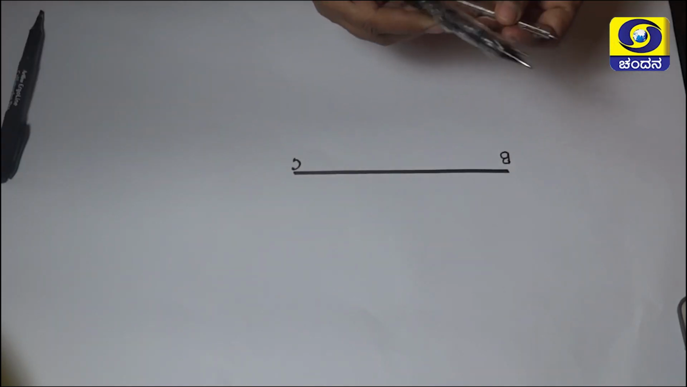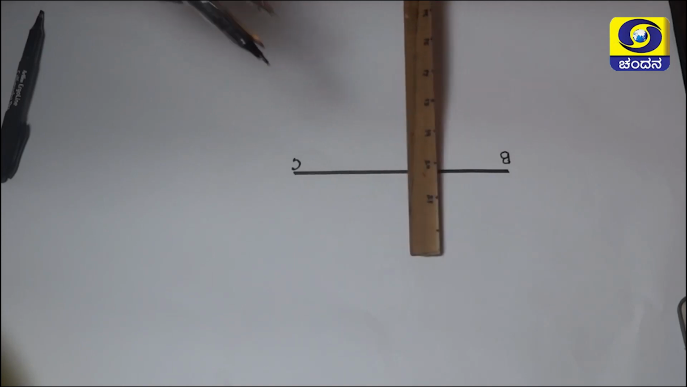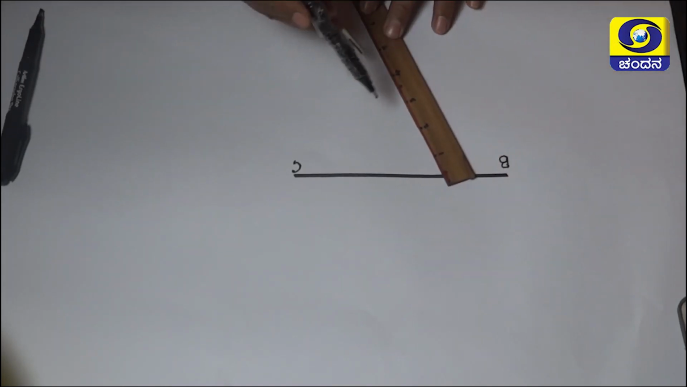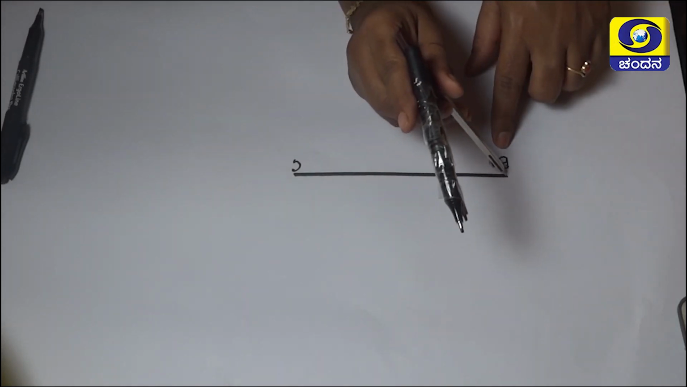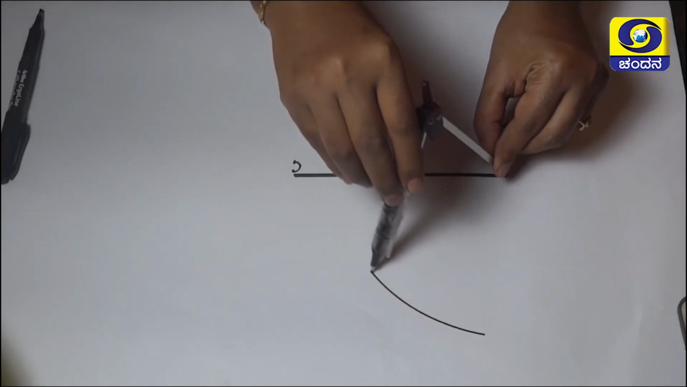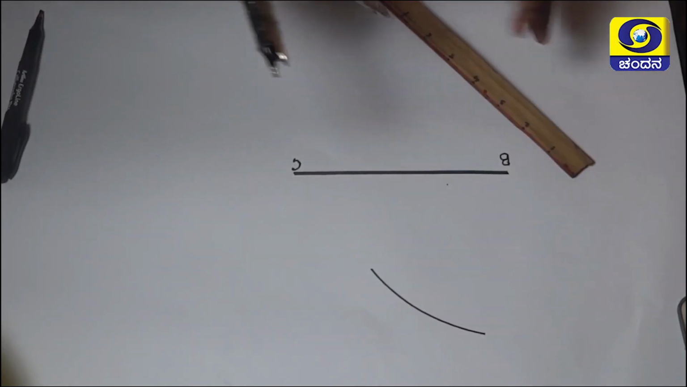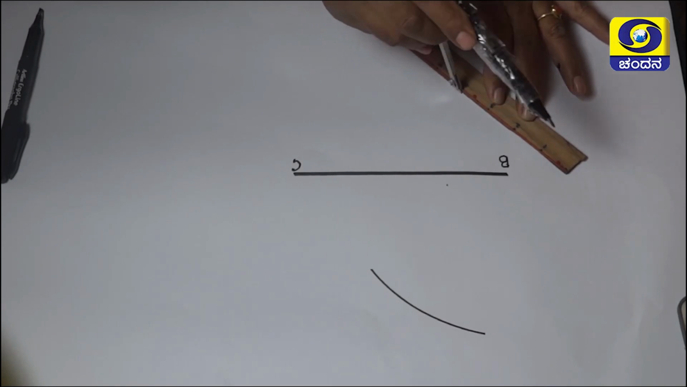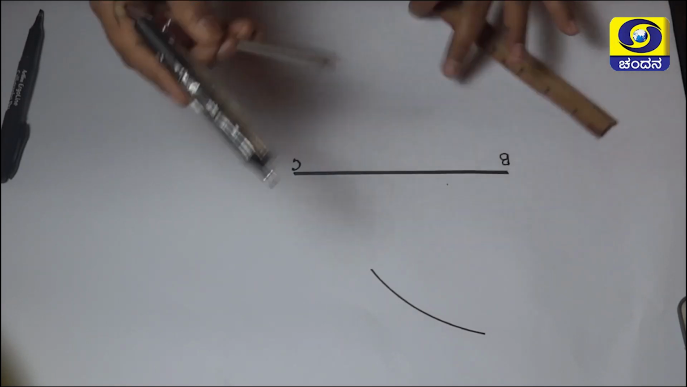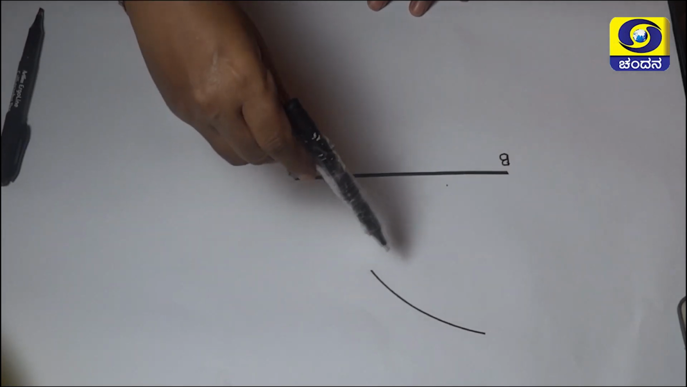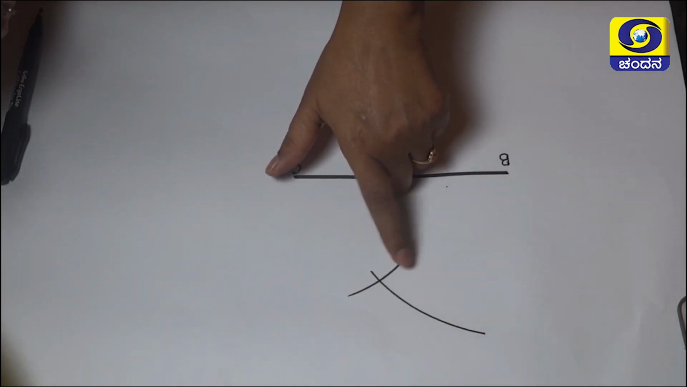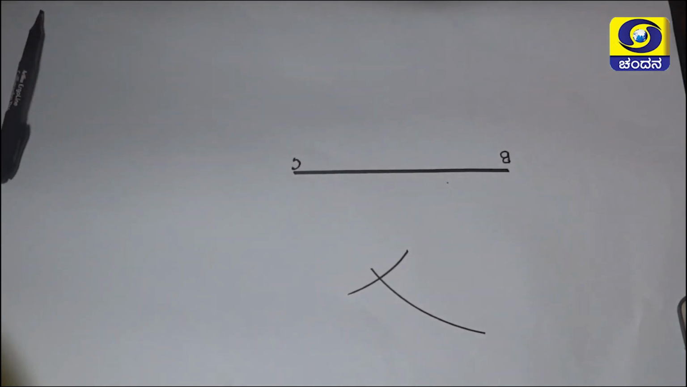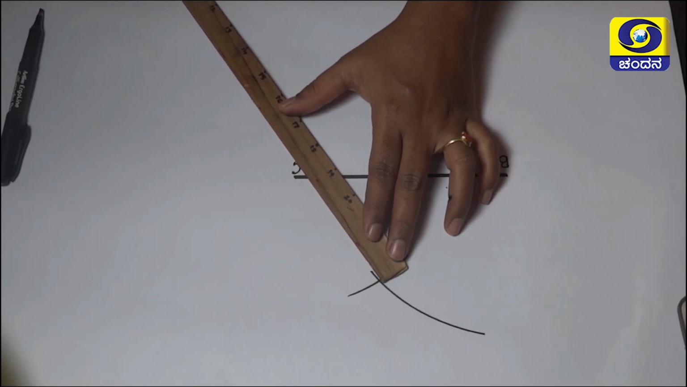Now, with the help of compass, let us take the length of 5 centimeter. Keeping needle of the compass at point B, let us make an arc here. Similarly, taking the length of 4 centimeter, keeping the needle at point C, let us mark one more arc here. Here you might be observing that these two arcs are meeting at a point. This point of intersection is very important, which will give us the point A.